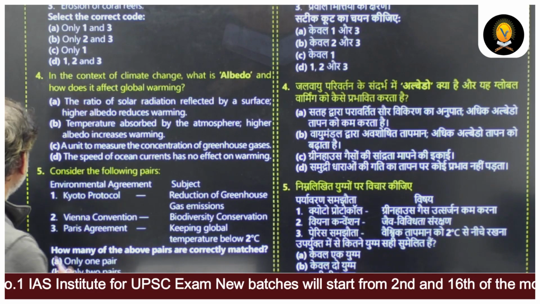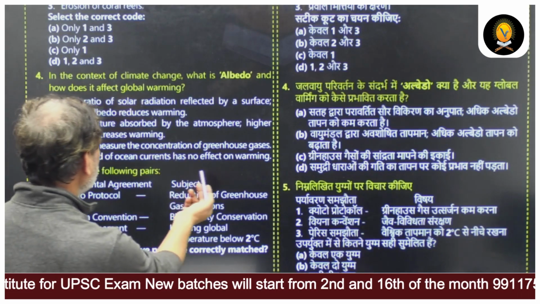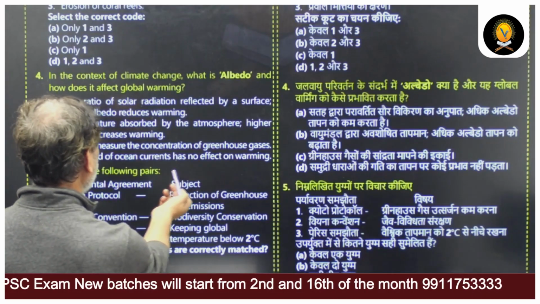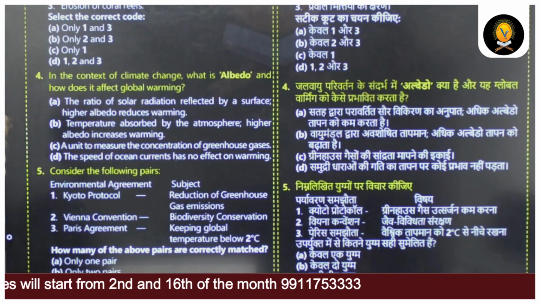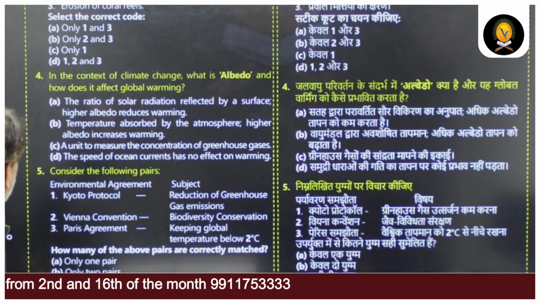So, a unit of measure of the concentration of greenhouse gases, no. The speed of ocean current has no effect on warming, this is wrong. So, the answer is only A.